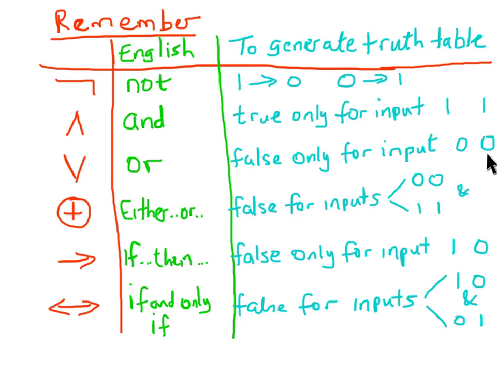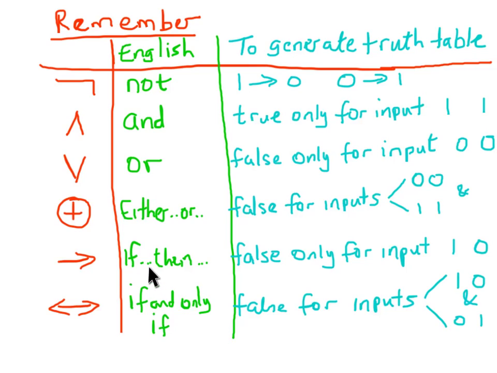To generate the truth table for OR, what you need to remember is that OR is false only for input 0, 0. The next one is either or, and the symbol for that is this here. And to generate the truth table, what you have to remember is that either or is false for two inputs, 0, 0, just like the inclusive or, but it's also false for 1, 1. Either or is the exclusive or, so it's A or B, but not both.